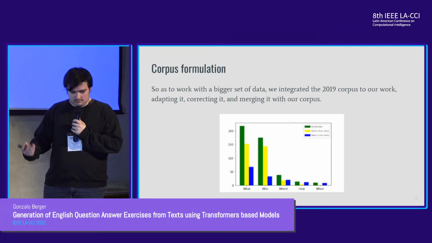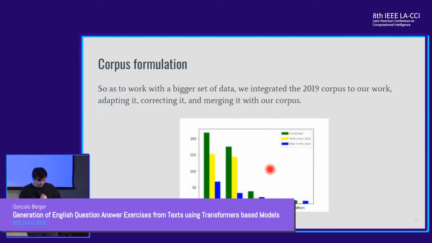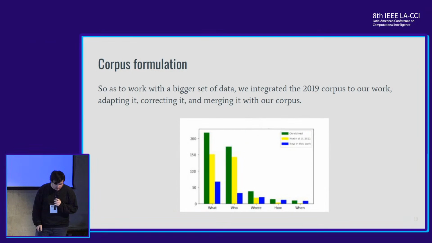Here is just a graph of the distribution of the corpus. I think it's a bit pixelated. So the blue one is the corpus we elaborated now. The yellow one, I believe, is the previous, pre-existing corpus of the 2019 undergraduate thesis. And then the green bars are the combined one. We merged both corpora so as to have a bigger data set to work with. And as you can see, it's not a huge data set, but it serves its purposes for our evaluation needs.